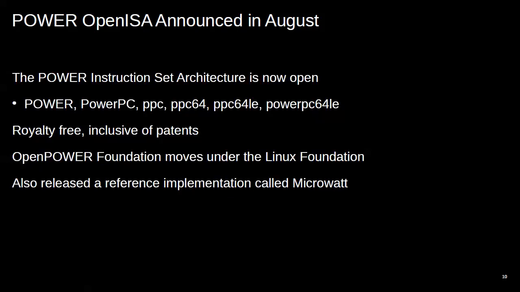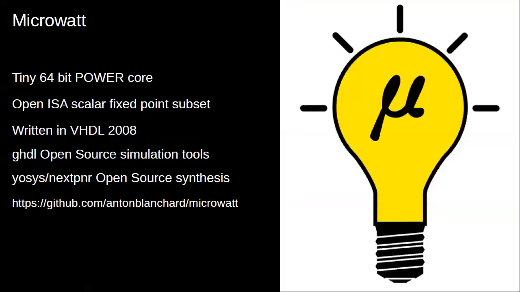And we did one more thing. We announced a reference design. We called it MicroWatt. And this is a very simple 64-bit core. It's using what we call the OpenPOWER ISA fixed point subset, written in VHDL 2008, and uses all open source tools for synthesis and design. And we released that in August.